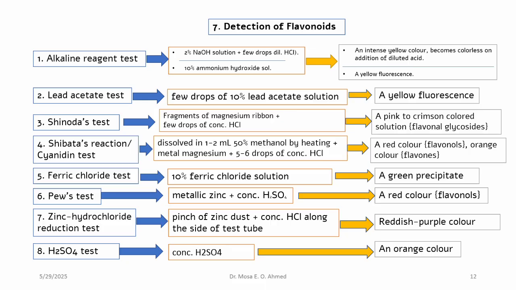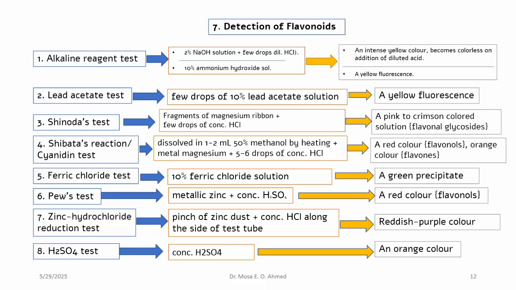Zinc chloride reduction test. Its reagent consists of a pinch of zinc oxide or zinc dust, and concentrated HCl can be added gradually on the side of the test tube because it is explosive, or reduce the flame on addition of the acid. The zinc chloride reduction test gives reddish to purple color in case of presence of flavonoids.